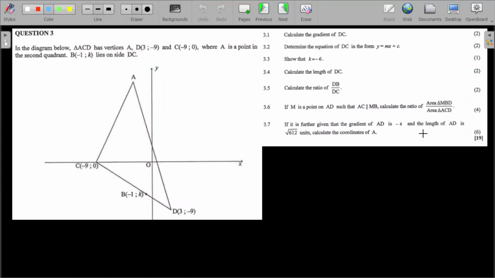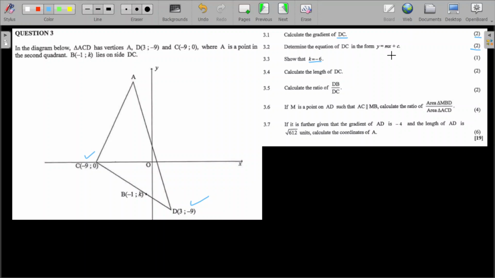Question 3, analytical geometry. Okay, DC, we have 2 points, D and C. You find the gradient: y2 minus y1 over x2 minus x1. That's how you find the gradient. And you calculate the equation of DC. You have a gradient, you take 1 point, either this point or this point, whichever point, and you get the equation. So I hope everyone got these 2 marks.